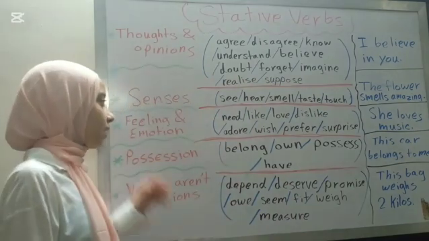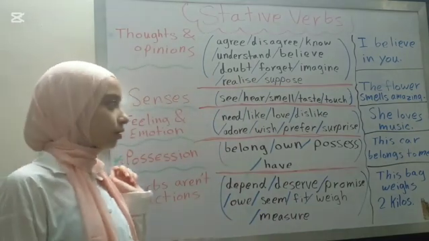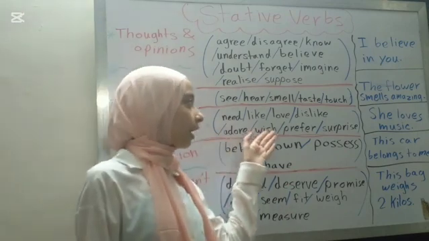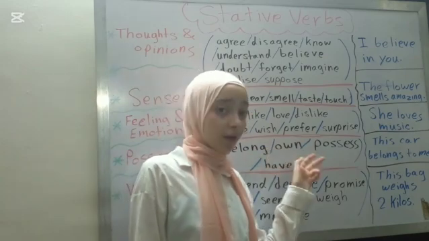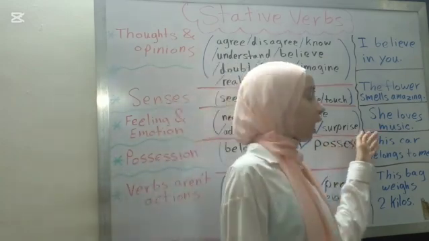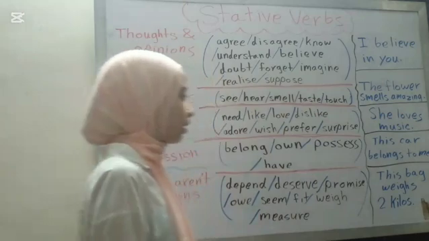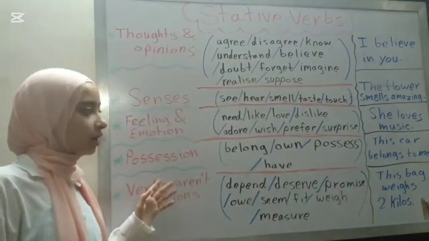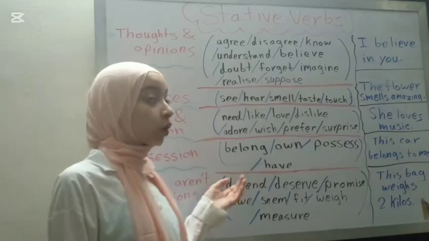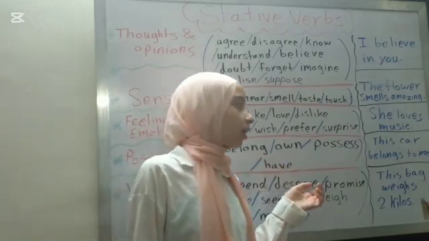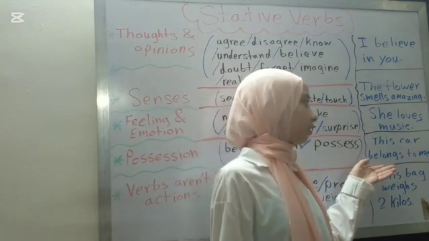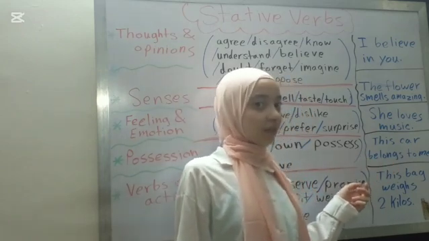Third type is about feelings and emotions, like need, like, love, dislike, adore, wish, prefer, imagine. And as an example, she likes music. Another one is about possessions. They're verbs like belong, own, possess, have. And an example, this car belongs to me.